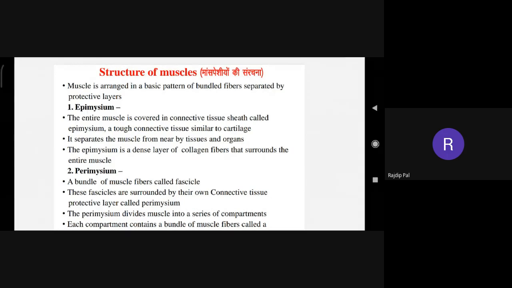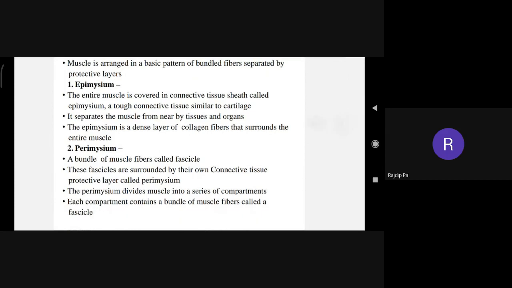It separates the muscle from nearby tissue and organs. The epimysium is a denser layer of collagen fibers that surrounds the entire muscle. So this epimysium is also made up of dense layer of collagen fibers. So this collagen fiber is very important. Till now we have discussed so many times about collagen fibers. So I think you will remember where collagen fibers are being found and what are these.